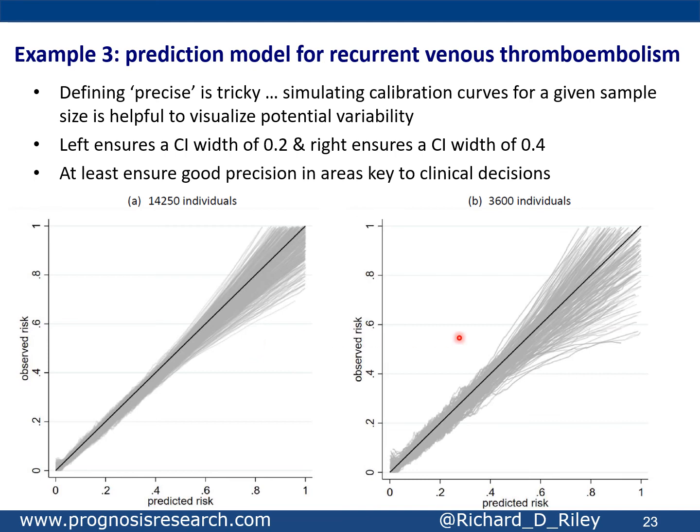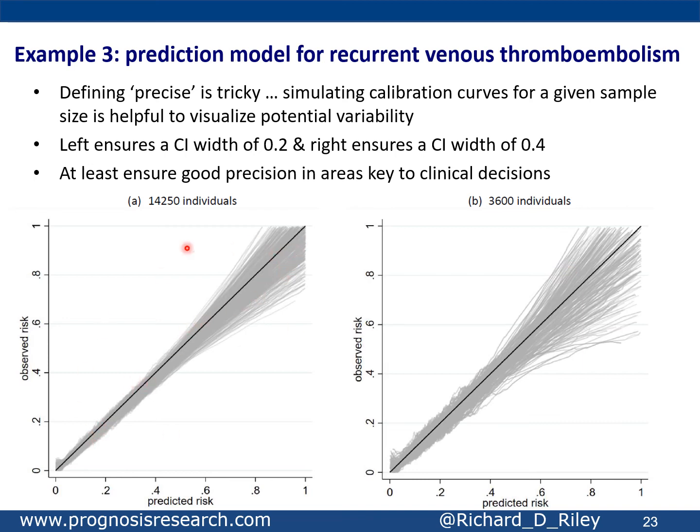So I've got two plots here for this example. On the left, this is a sample size based on targeting a confidence interval width of 0.2 for the calibration slope. And on the right, it's targeting a confidence interval width of 0.4 for the calibration slope. Now, clearly, as you increase the targeted width, your sample size is coming down, and therefore the variability around the calibration curves that you might estimate goes up. On the left, it's much more precise and narrow, isn't it, the variability.